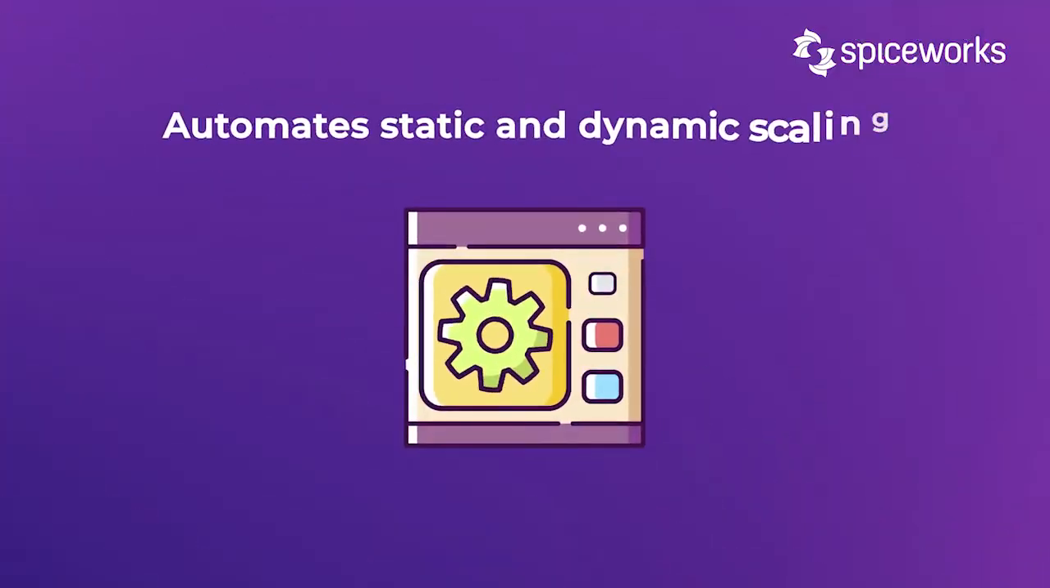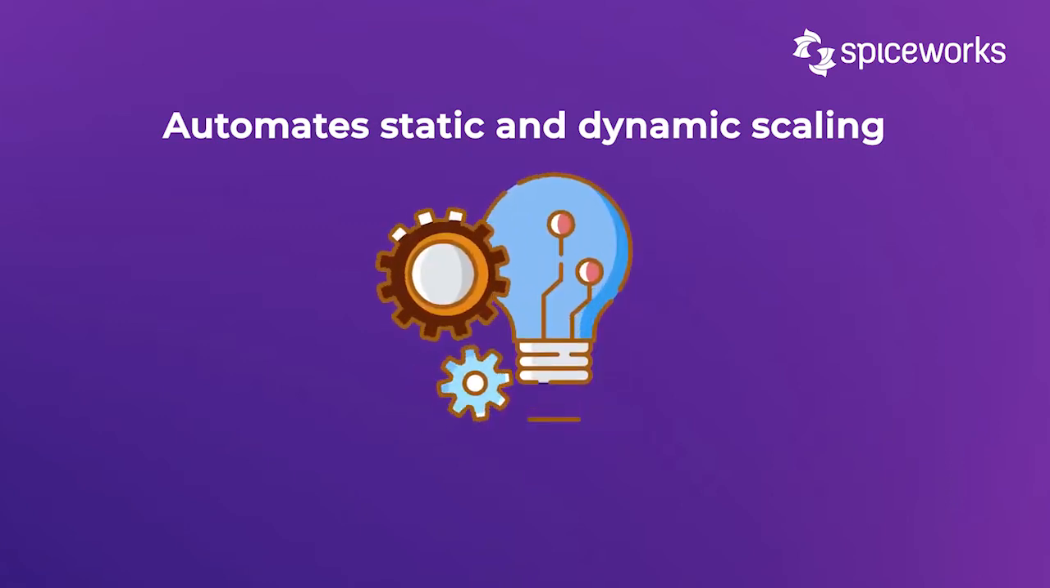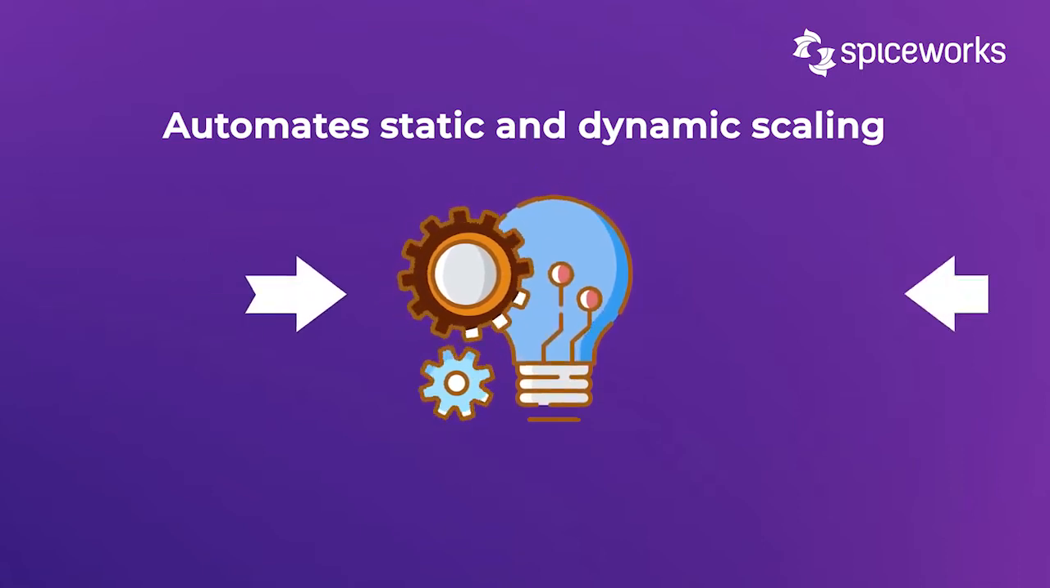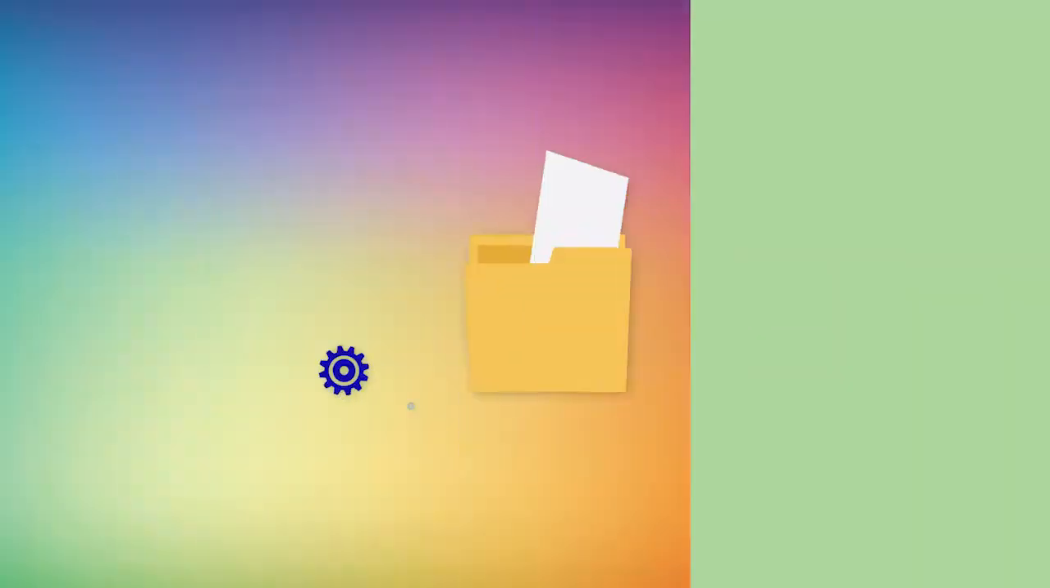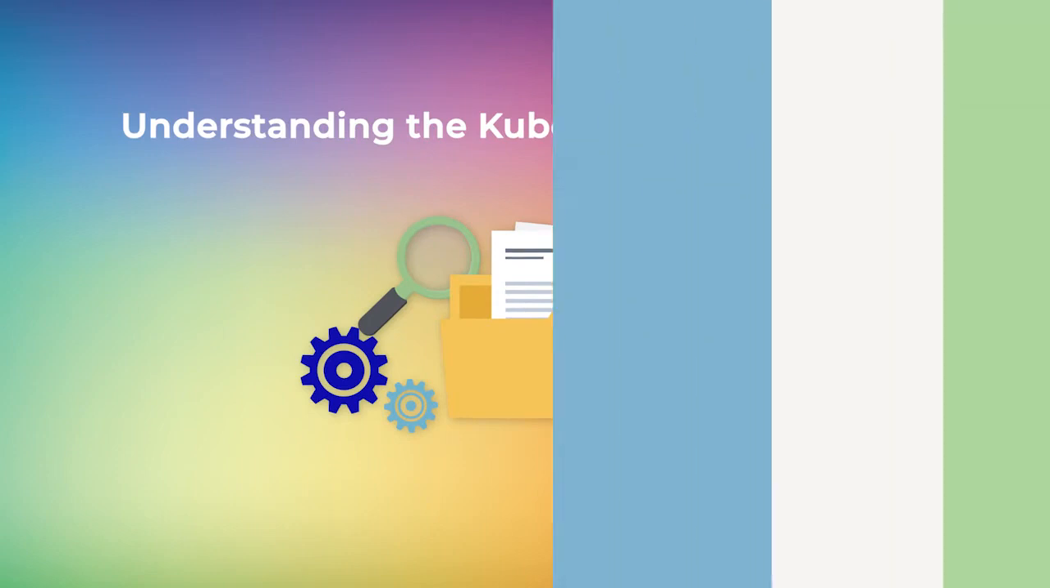Kubernetes operates as a cluster in several nodes, making applications more robust and automates static and dynamic scaling. Simply put, Kubernetes can automate rollouts and rollbacks. To understand how Kubernetes works, let's deep dive into the Kubernetes architecture and take a look at the specific components.